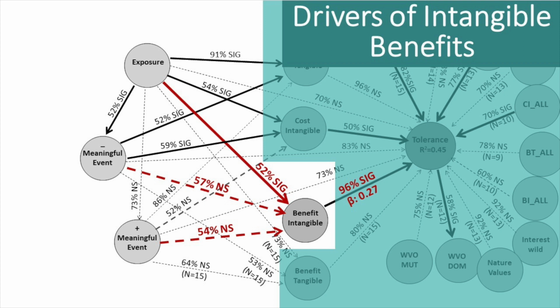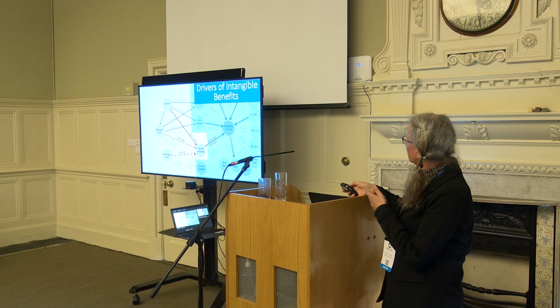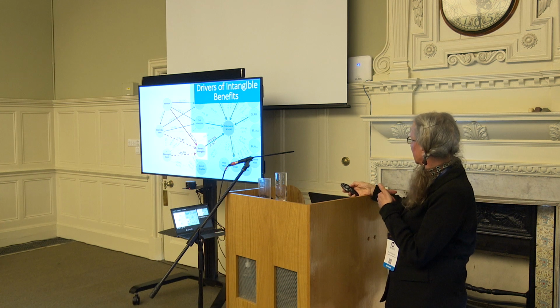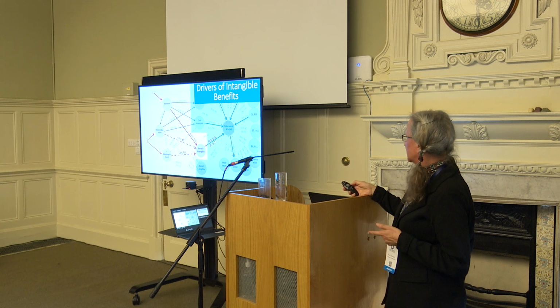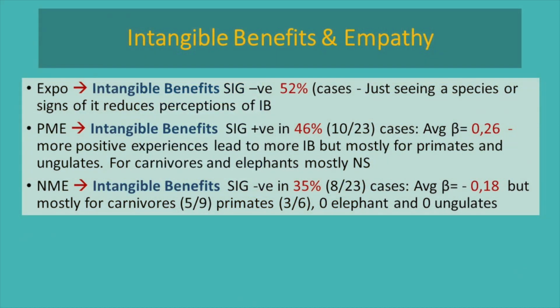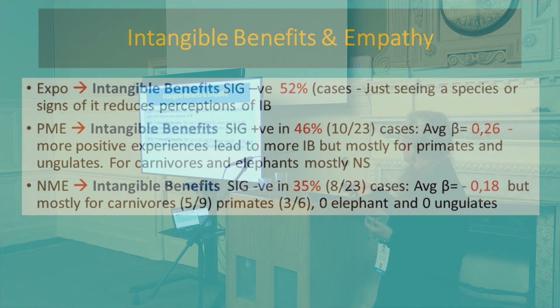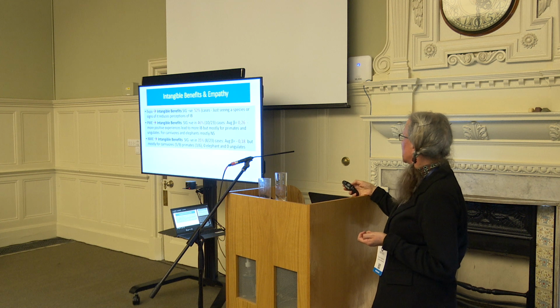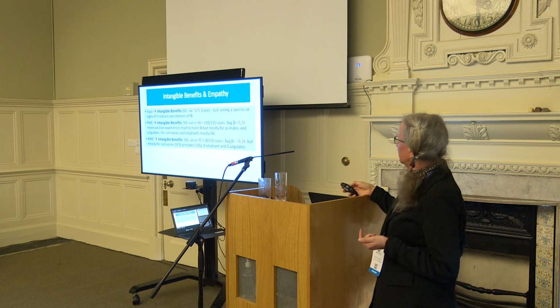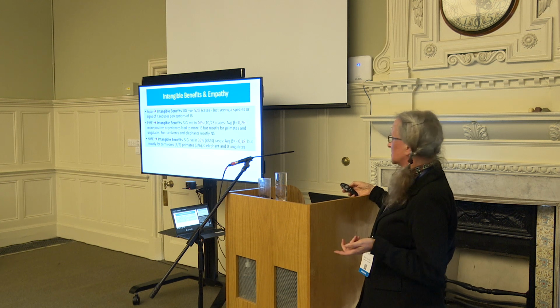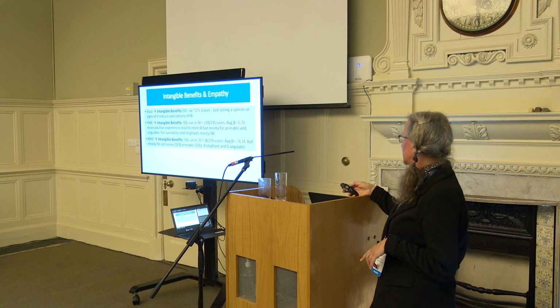And this is the utility of path modeling, is you can then look at which are the variables that impact benefit intangibles. So in this case, exposure and the meaningful events. And what we find here is that exposure and positive meaningful events are significant in about 50% of the cases. So the more exposure, the less intangible benefits, and the more positive experiences, the more intangible benefits.